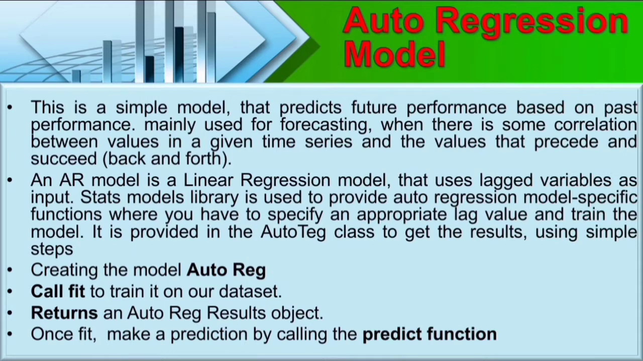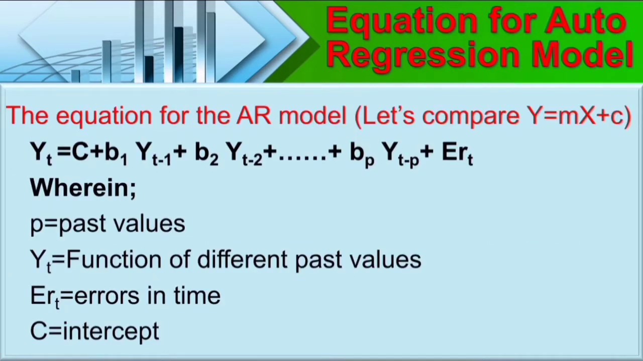Number 1, create the model AutoReg, then call fit to train it on our dataset, which returns an AutoRegResults object, and once fit, make a prediction by calling the predict function. Equation for the autoregression model. Let's compare y equals mx plus c. The following is the equation, wherein p is the past value, yt is a function of different past values, et are the errors in time, and c is the intercept.